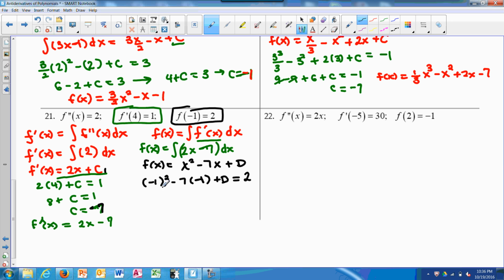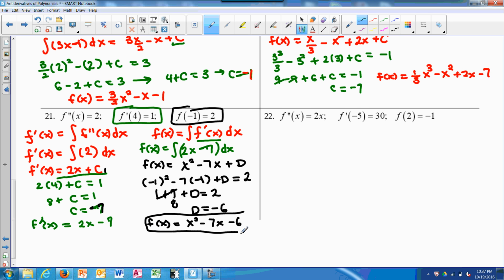Be very careful with your notation. If you put -1 squared like this, the AP is definitely going to mark off, which means I'm going to mark off. So please watch your notation. It's -1 all being squared, which becomes +1. -7 times -1 is +7, and then plus d equals 2. So 8 plus d equals 2 means d equals -6. So our final answer is f of x equals x squared minus 7x minus 6.